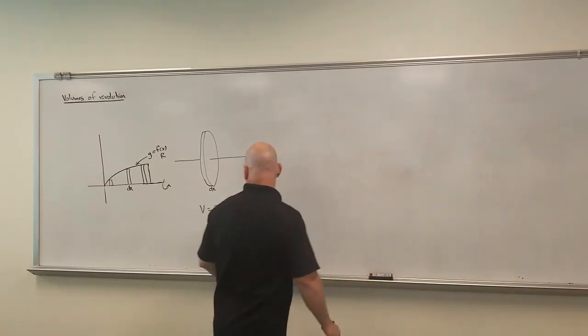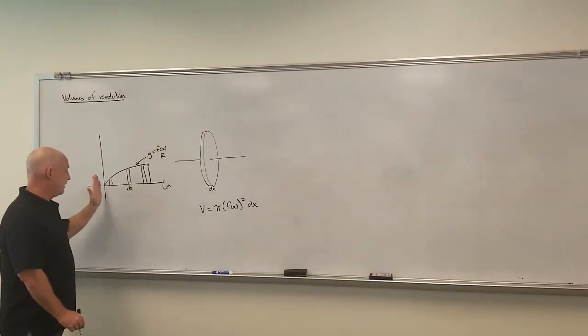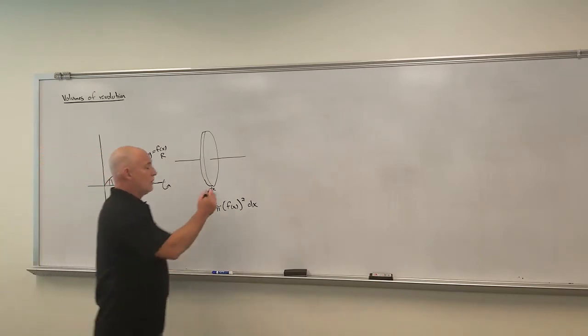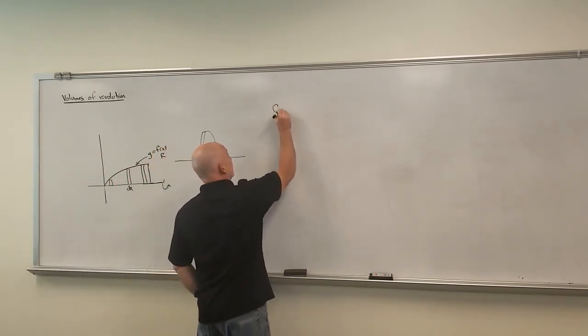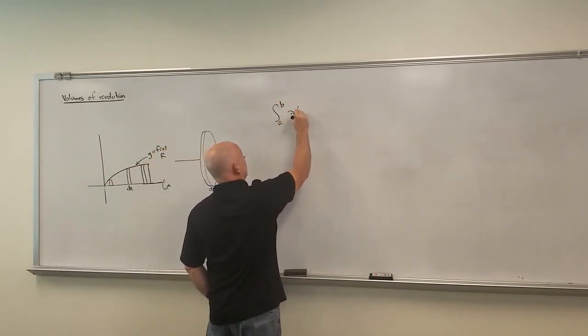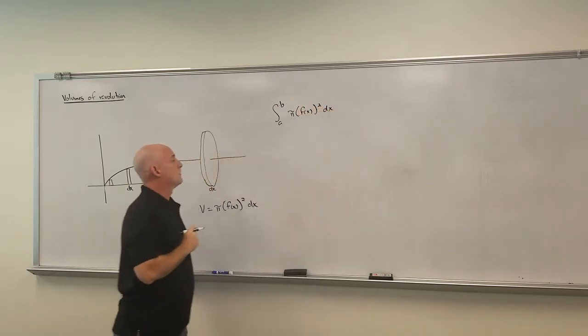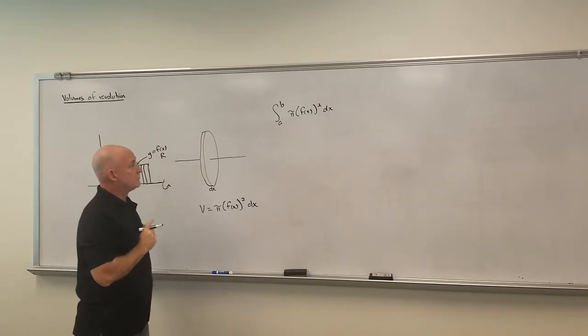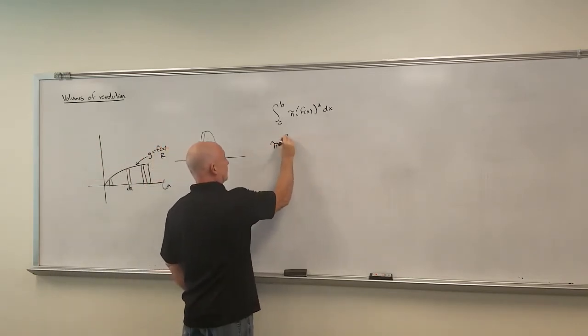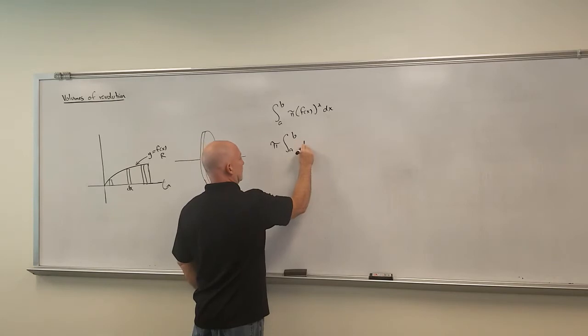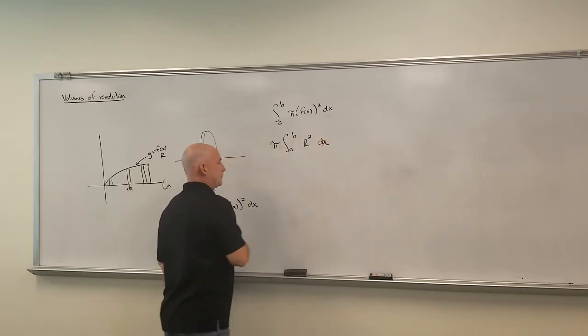So if we add all these up from, I'm just going to say from some a to b, we would integrate from a to b pi f of x squared dx. Now a couple things can happen here. The pi is a constant, so we can pull that out. And I'm going to call f of x our radius, so r.